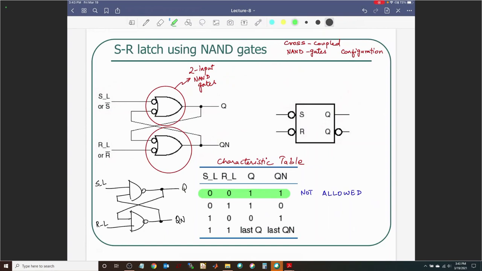Next. What is the state next? Are you setting it? Are you resetting it? Setting it, yes. S underscore L is active. Setting it. What should be next? Resetting it. Okay. R underscore L is active. So resetting it. Q is 0, Qn is 1. Reset it. And then the last one is going to be called store. Both of them are inactive. It is like our S equals R equals 0 state. So this is our store state.